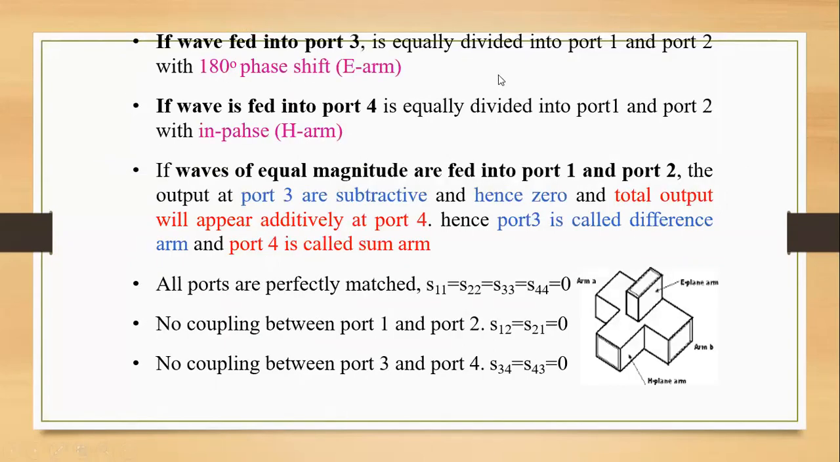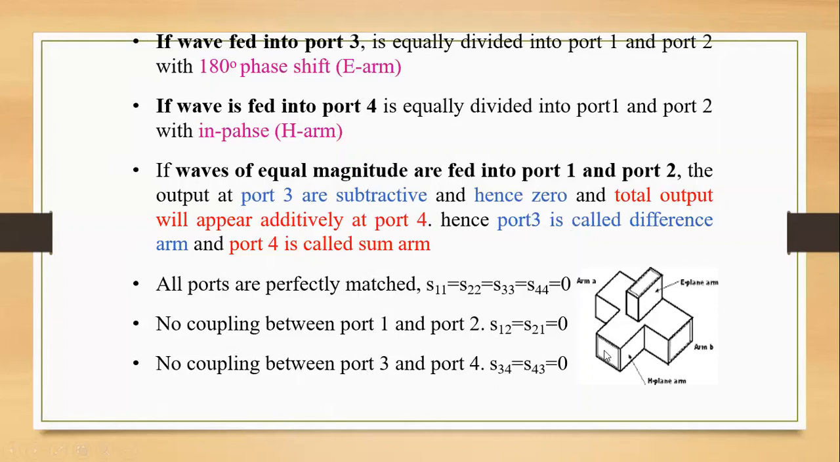Now, if you consider the input is fed to the port, it is equally divided into port 1 and port 2 with 180-degree phase shift. That is your E arm. So if you are feeding the input to port 3. Similarly, if wave is fed into your port 4, then it is equally divided into port 1 and port 2. It will be in phase, which is H arm.